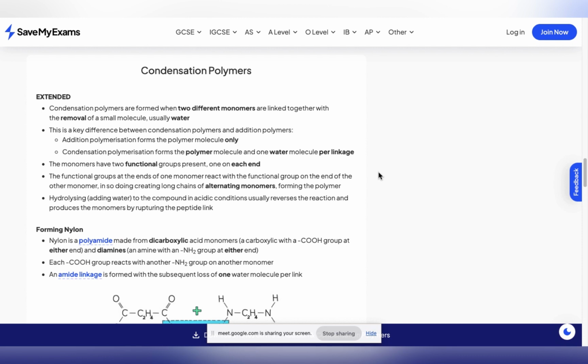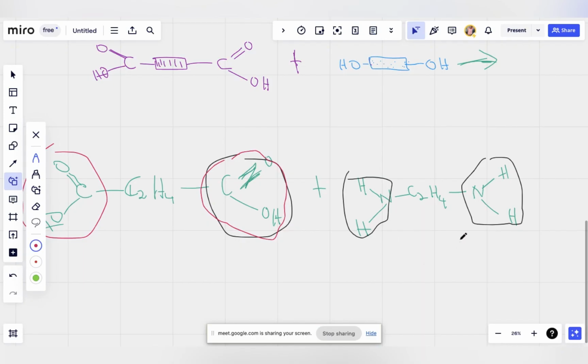And if they form water, there's always a linkage that's formed between them. The monomers have two functional groups present, one on each end, for condensation polymerization. If you look at it, there are always two functional groups, one on the right, one on the left. This is only in condensation polymerization. In case in the exam they ask you to give the differences between addition polymerization and condensation polymerization.